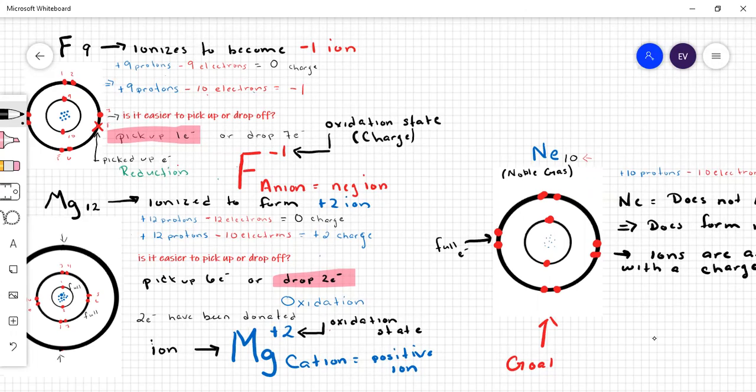If you're a negative ion, you're called an anion. If you're a positive ion, you're called a cation, okay? And this, guys, is ionization in a nutshell. You determine whether or not you become a positive or a negative ion depending on whether you pick up electrons or drop them off. And you make that determination based on whether or not it's easier to fill up the outer shell or empty the outer shell, okay?